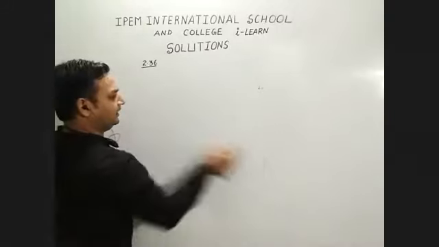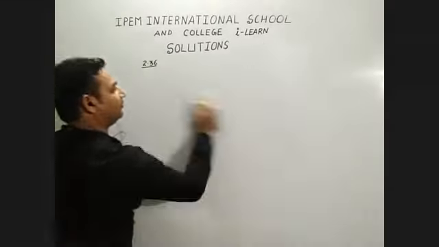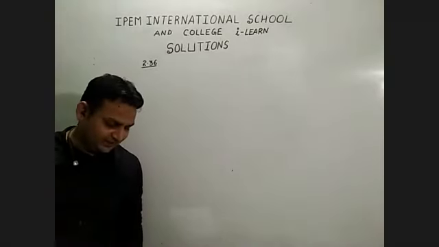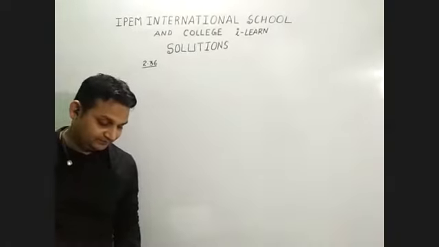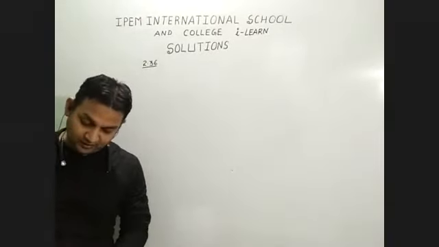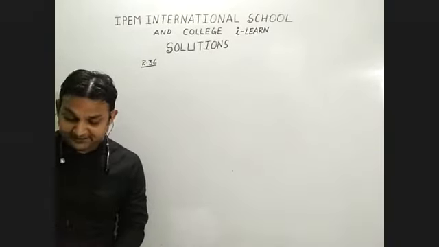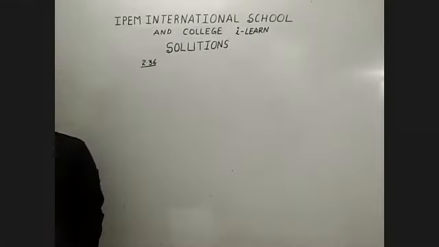Now we can move on to the next topic. What we have is the qualitative properties. 2.37, 2.38, and 2.39. It's all easy. Nothing you have to do. All right. All are oral questions. After doing this much, it looks like an oral question only.